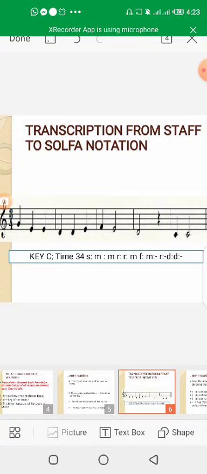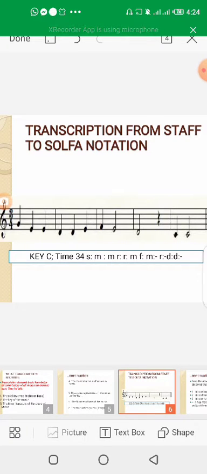Now, look at from the beginning, it is written 3/4. That means there should be three crotchets in a bar. Now, the first note is a crotchet and it's on G. The second note is a crotchet and it's on E. The third one is on E. Now it has completed the 3 crotchets in a bar.